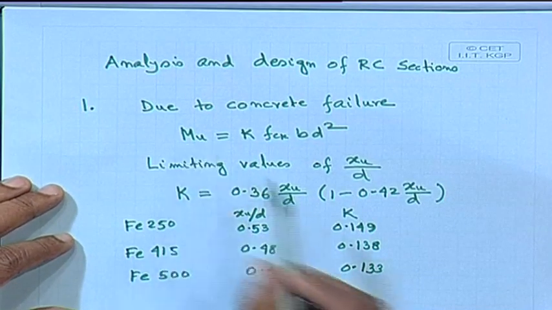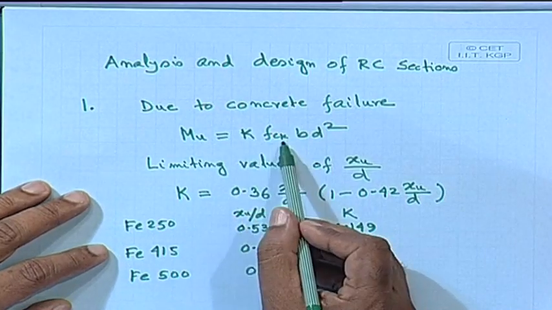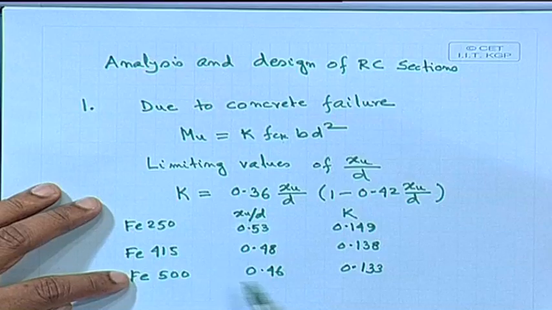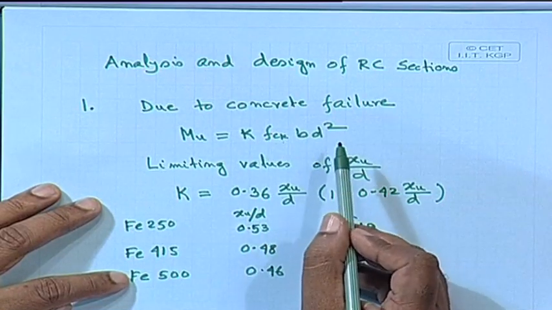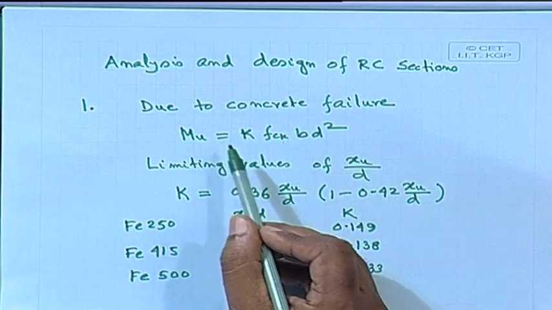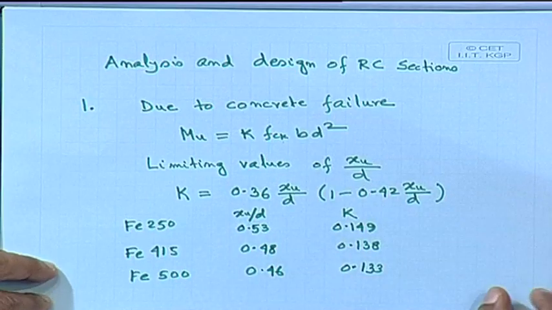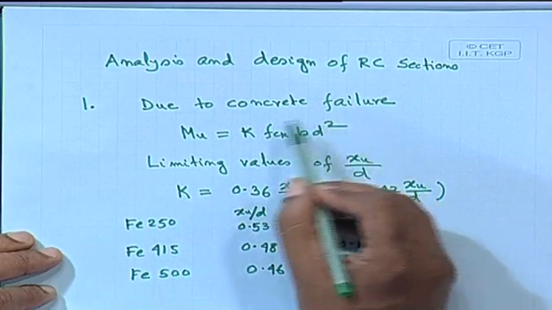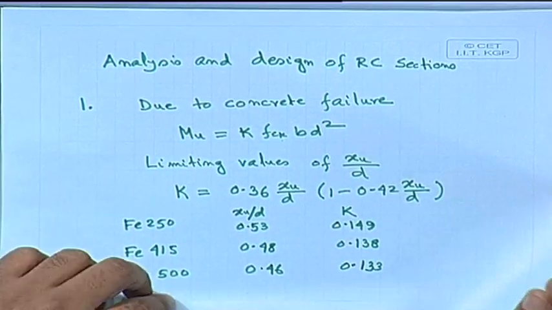We can get Mu for Fe 415, Mu equal to 0.138 FCK BD square. Similarly, for Fe 500, which we hardly use, 0.133 FCK BD square. If it is M20 grade of concrete, immediately we can find out the moment capacity. If it is M25 or M30, we can get the moment capacity, assuming that there is a concrete failure. Similarly, we can have the other part, that means steel failure.